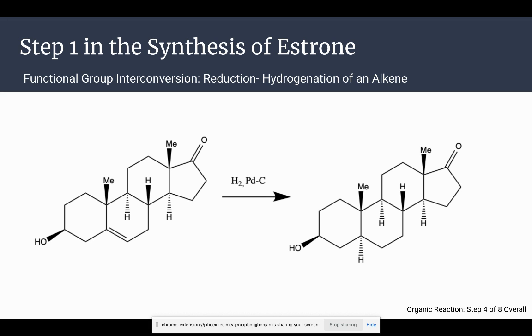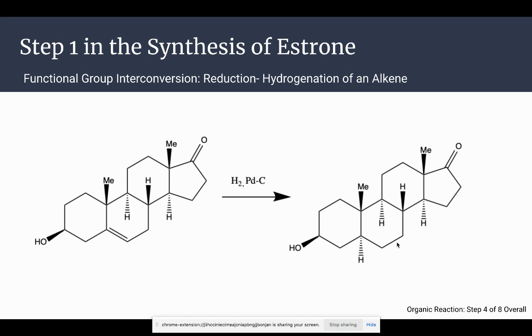Next is step 1 in the synthesis of estrone through a functional group interconversion, which is specifically a reduction or hydrogenation of an alkene. Specifically, this is an example of an alkene addition reaction. In a hydrogenation reaction, 2 hydrogen atoms are added across the double bond of an alkene, resulting in a saturated alkane. The overall effect of such an addition is the reductive removal of the double bond functional group. So, as you see here, it's gone.